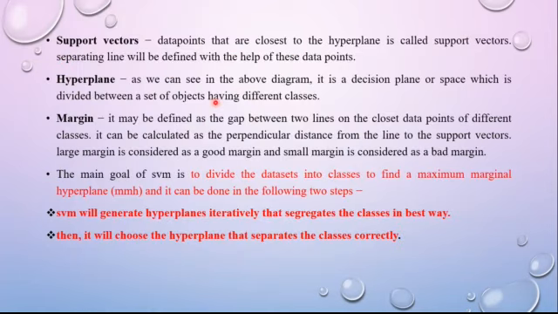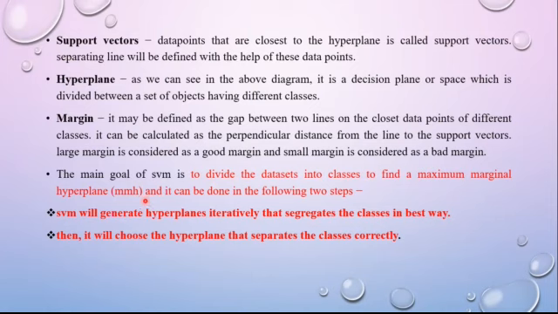Margin is defined as the gap between the two lines on the closest data points of different classes. It is calculated as the perpendicular distance from the line to the support vectors. We can go to the diagram to get better clarity. The main goal of SVM is to divide the data set into classes to find a maximum marginal hyperplane, MMH for short.